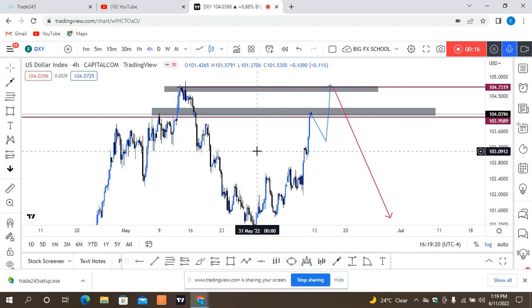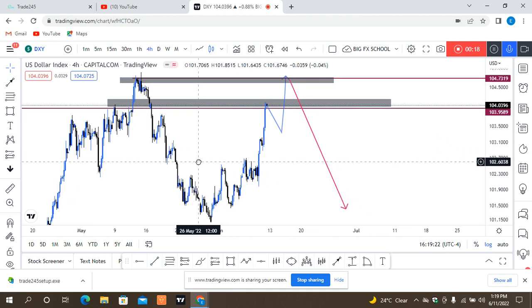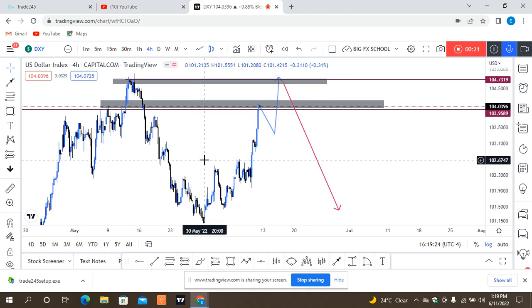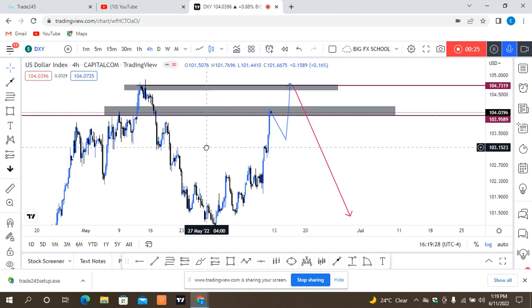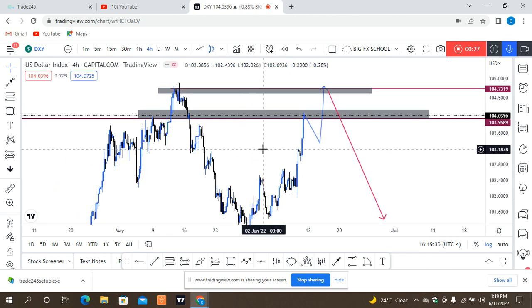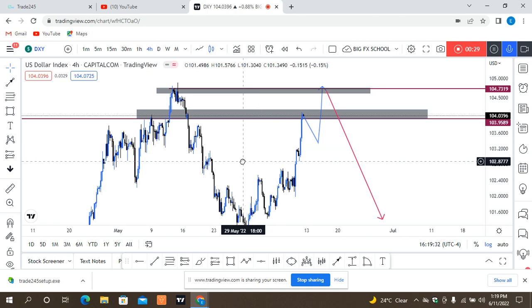I'm doing this forecast in order to share my idea on how I trade, how I analyze the market, and to predict what will happen in the next week.